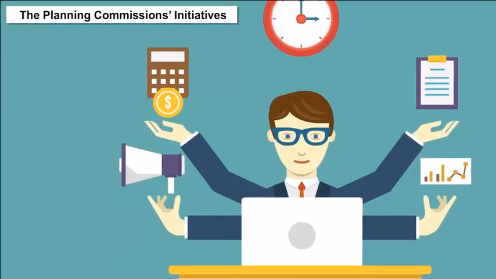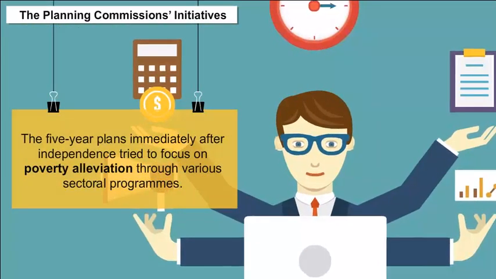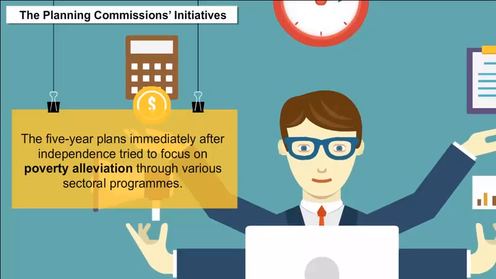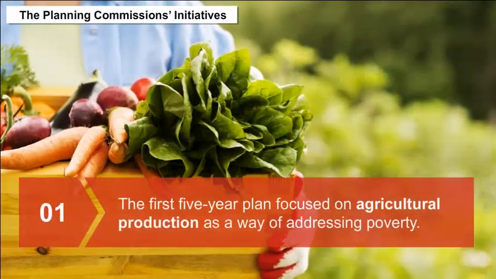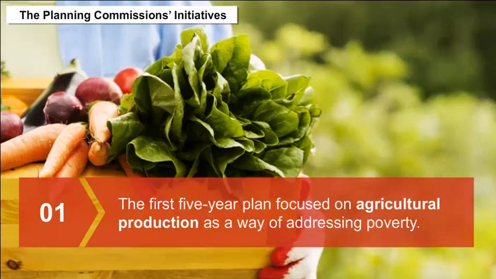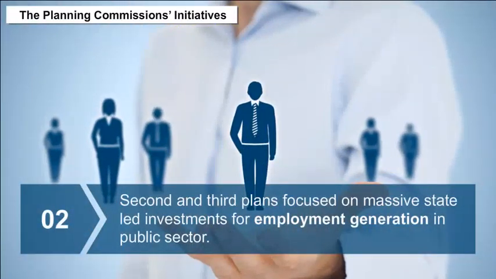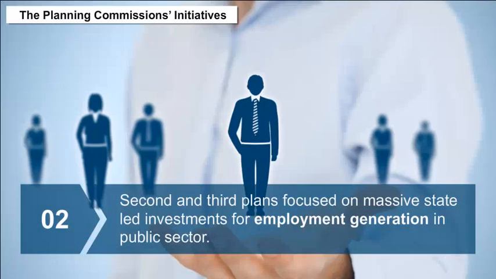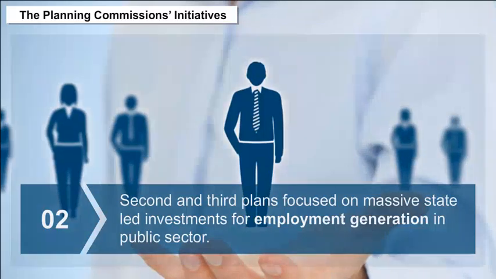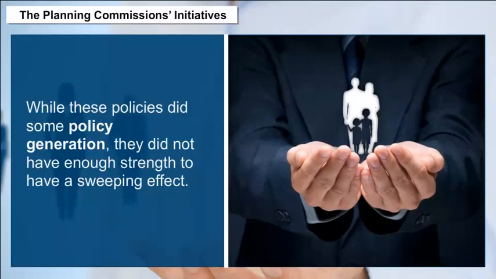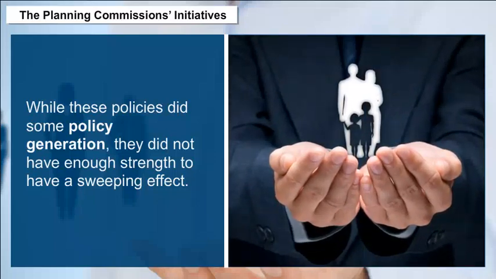The Planning Commission's initiatives. The 5-year plans immediately after independence tried to focus on poverty alleviation through various sectoral programs. The first 5-year plan focused on agriculture production as a way of addressing poverty, while second and third plans focused on massive state-led investments for employment generation in public sector. While these policies did some employment generation, they did not have enough strength to have a sweeping effect.